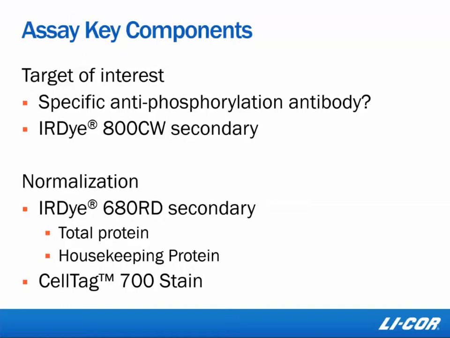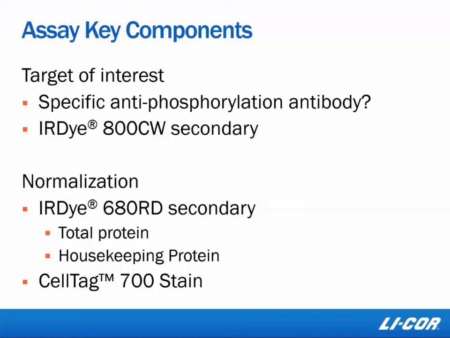One option is you can use primary antibodies directed against your total protein, or perhaps a housekeeping protein like actin. Now, for these methods, you'll want to use IRDye 680RD conjugated secondary antibodies. IRDye 680RD is optimized at LI-COR to work with the In-Cell Western Assay and is designed to work with the 700 channel on your Odyssey system.